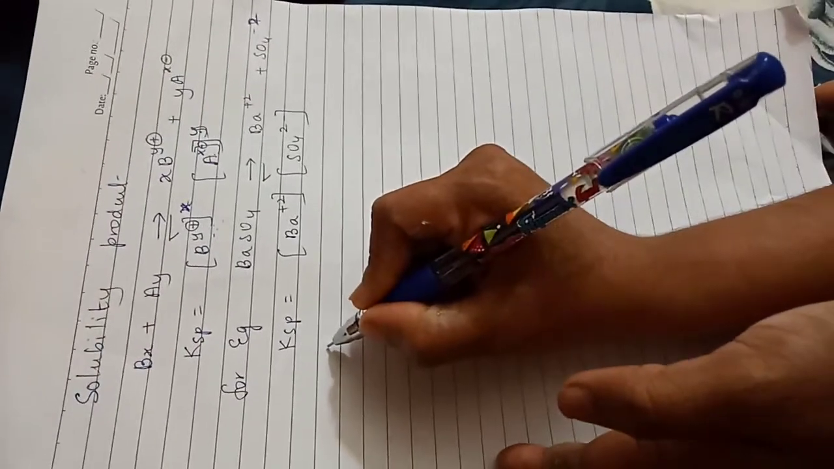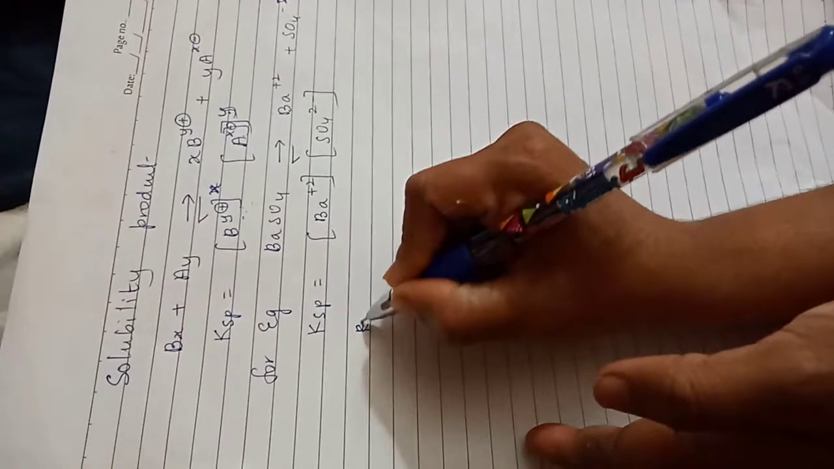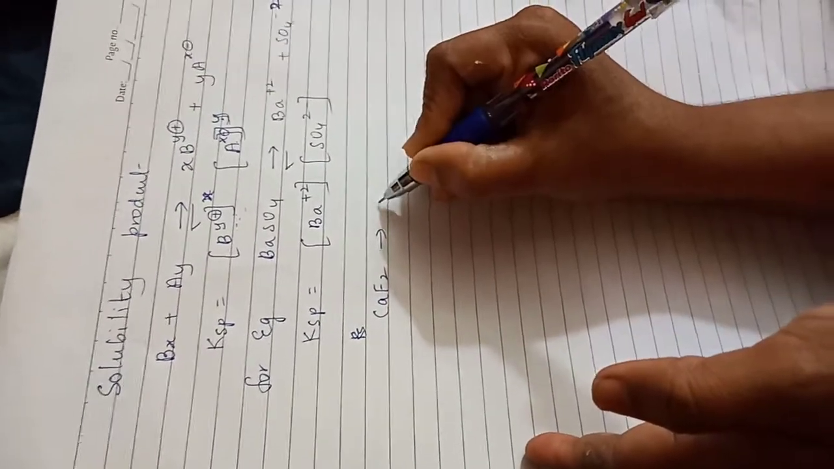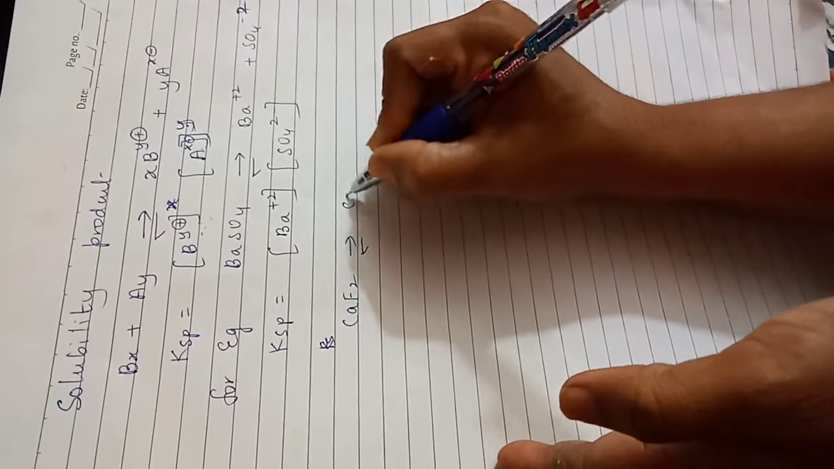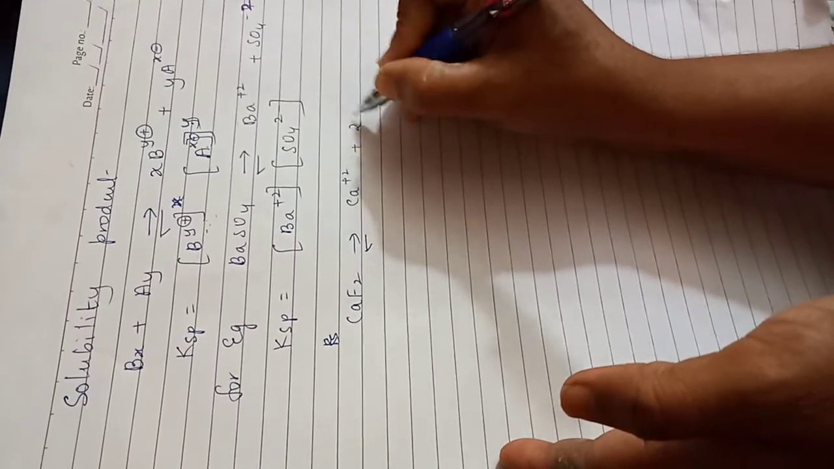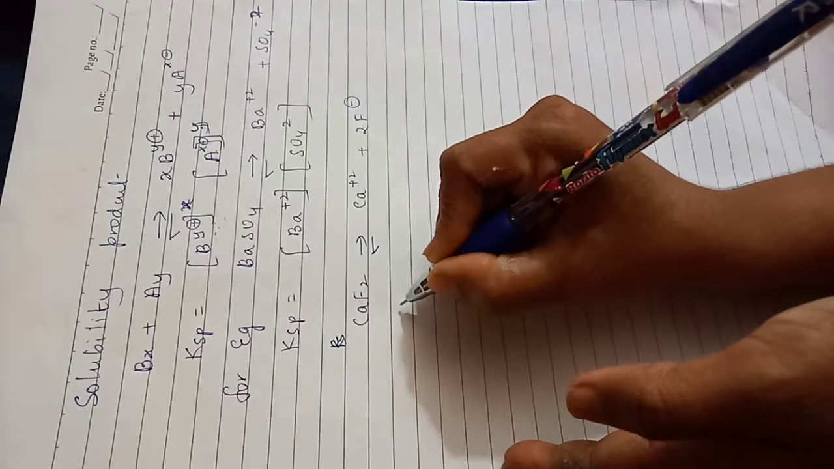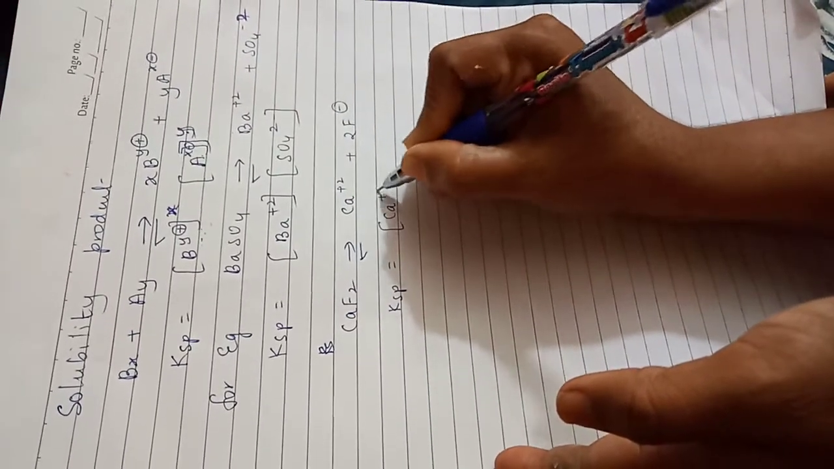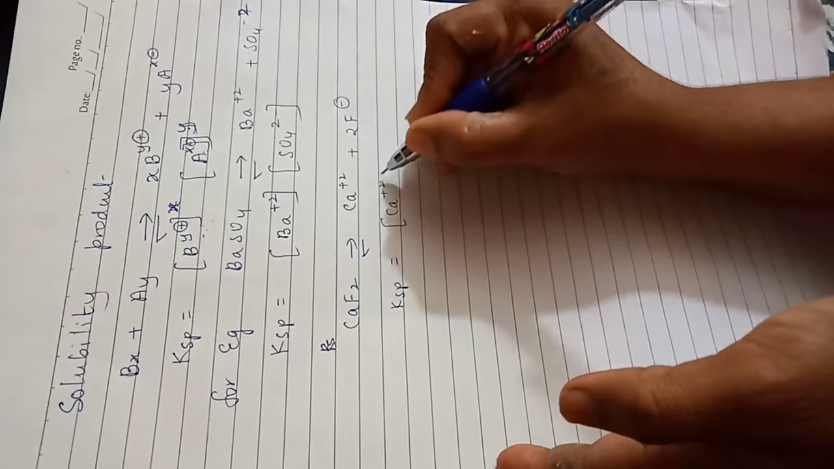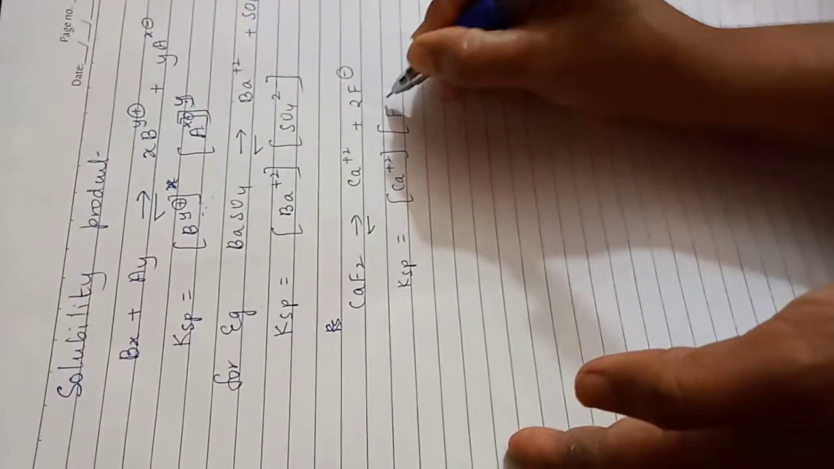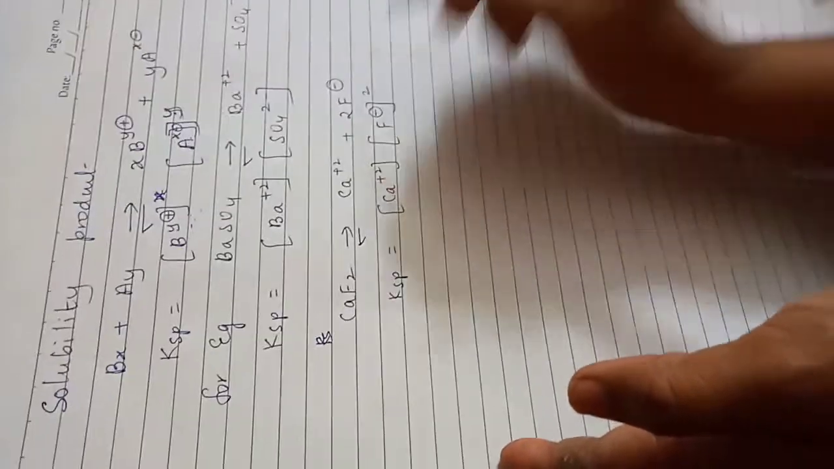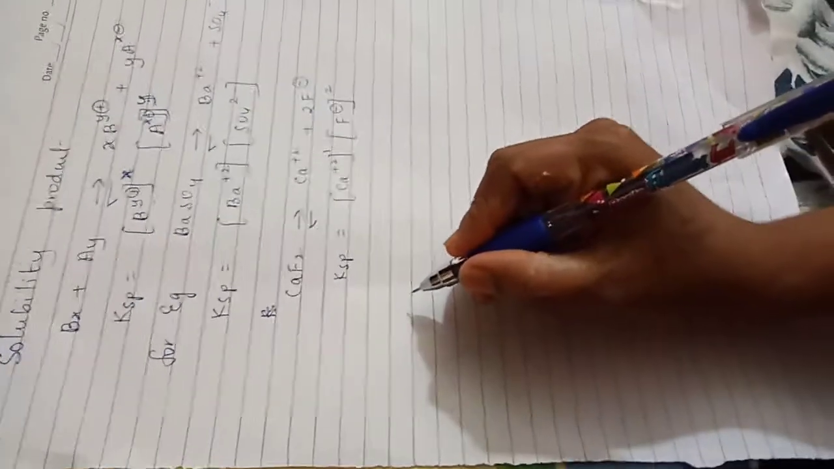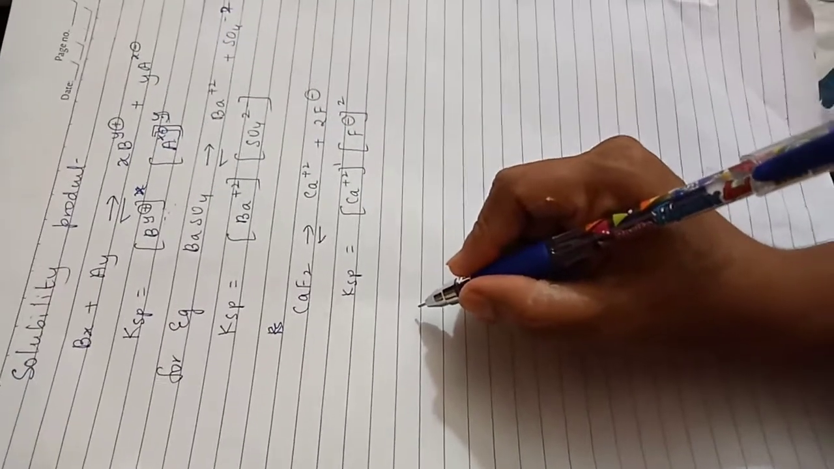Similarly, we can take one more reaction, CaF2, calcium fluoride. It undergoes partial dissociation to form calcium ions plus fluoride ions. In this case, how do you write the solubility product? Concentration of Ca2+ into concentration of fluoride ions raised to 2. Raised to 1, raised to 2. That is the solubility product here. That is how you write it.